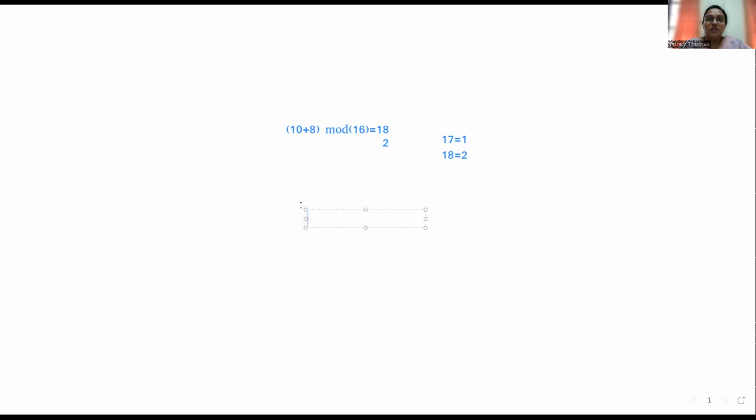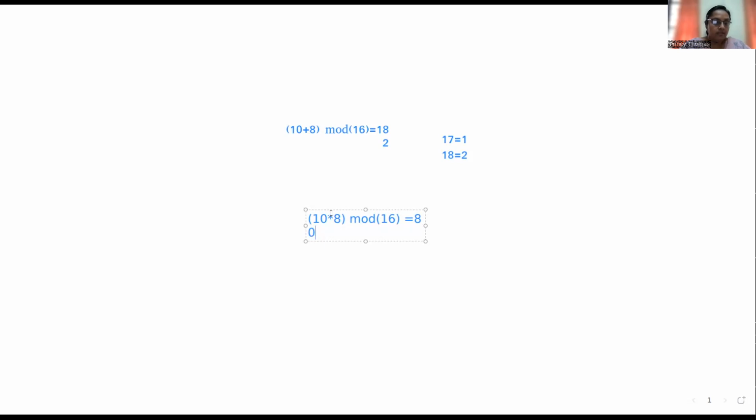Now, what about if I'm saying 10 into 8 mod 16? Okay, so actually 10 into 8 is 80. So what would the answer be for 10 into 8? That is modular multiplication. What would be the answer? It will be equal to 0.